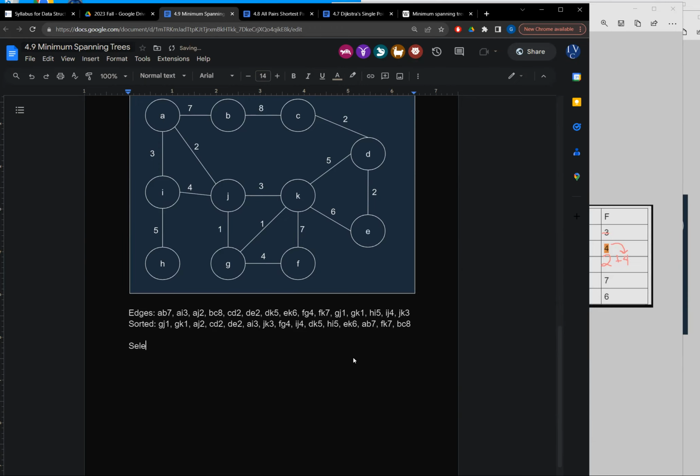Okay, so we will select GJ1 and add to the graph. Let's see here. How much to repeat? All right, so GJ1. That is added to our tree. Someone pointed out FG4. Thank you. Didn't notice the comment. Cycle detect, no cycle. So nothing to do there.